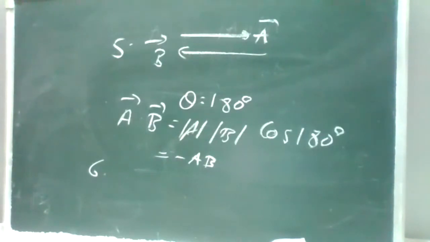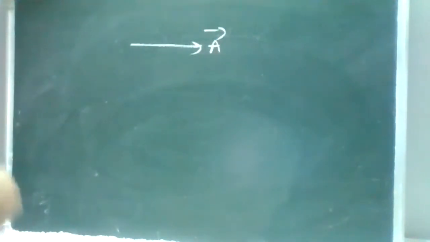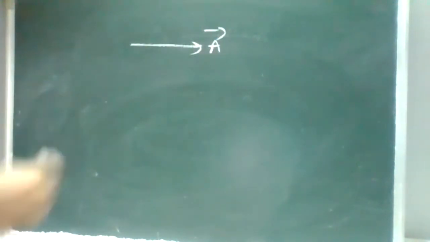The scalar product of a vector with itself is equal to the square of its magnitude. Suppose I take the two vectors, A vector, when you are multiplying with A vector itself, I am multiplying with A vector.